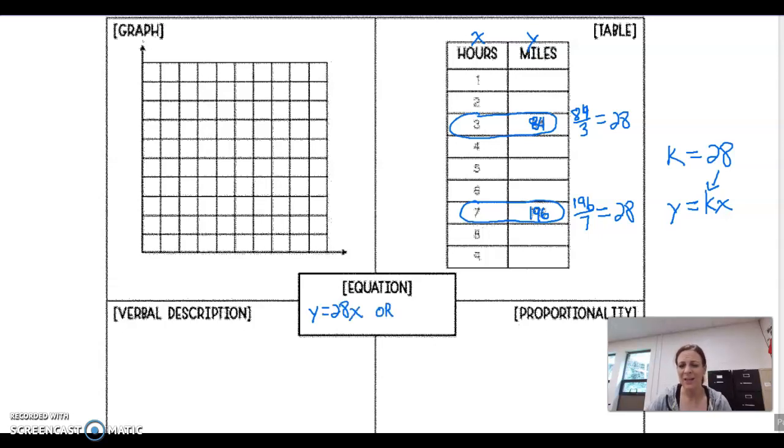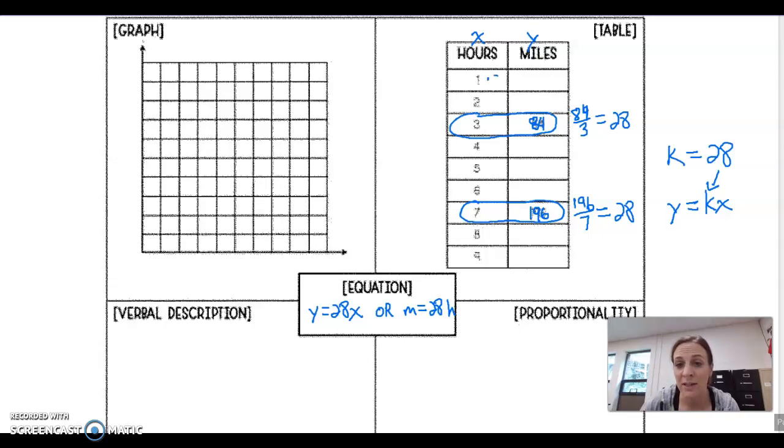But somewhere along the way, we learned that it's not necessarily the best thing to use x and y. It is to graph it. But notice our x's are hours and our y's are miles. So instead of y, I could say the number of miles, m, equals 28 times the number of hours, and put an h there. Might make it a little bit easier because then what we can do right here is we know we're just multiplying 28 times the number of hours.